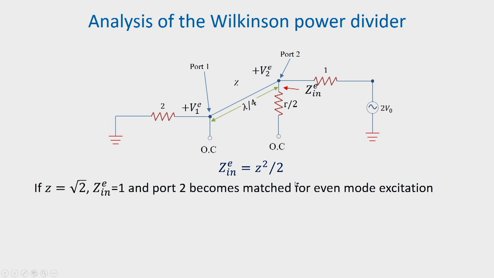Now, this Z_in_E for matching has to be equal to 1, and therefore, we find that if Z is equal to root 2, normalized impedance root 2, then Z_in_E equals 1, and port 2 becomes matched for even mode excitation. So, we have found the value of the characteristic impedance of the quarter wave section. And once Z_in_E becomes 1, by voltage division V2E becomes 2V0/2 into 1, which is equal to V0.